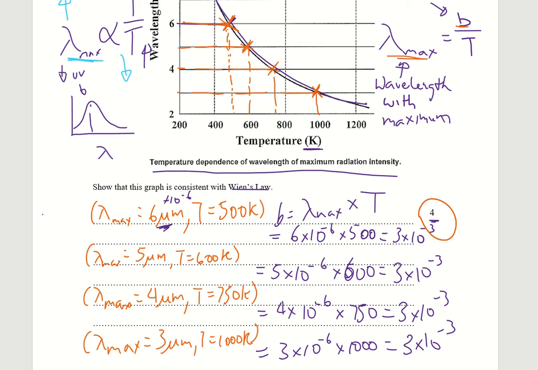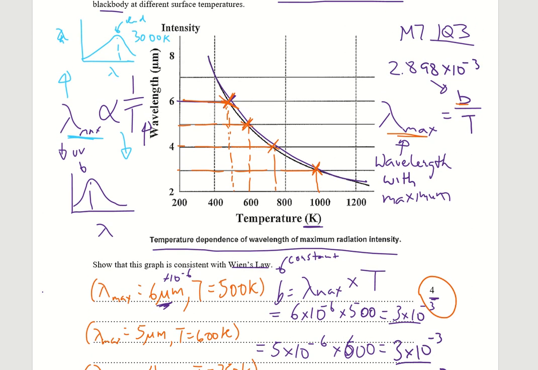So we can see that we're getting a constant value for b, which is good, okay? Because we're saying that in Wien's law, b is a constant. So the fact that we're getting that is a very good sign that we're following that law. Now let's just look at the actual number.